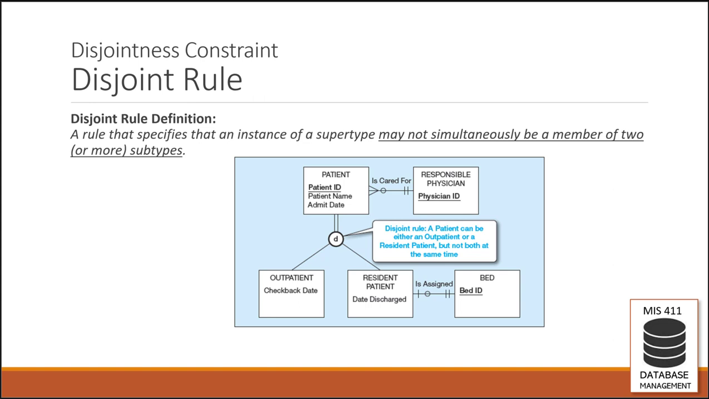So in the example on the screen, you can see that there's a patient supertype, and then there are two subtypes, outpatient and resident patient, right? And you can see the lowercase d in this circle, and we know this circle now represents supertypes and subtypes. The lowercase d means it's a disjoint rule, all right? So a patient can be either an outpatient or a resident patient, but not both at the same time. All right, so that's the disjoint rule. Essentially, an entity instance can only be one or the other. A person cannot be both an outpatient and a resident patient simultaneously.